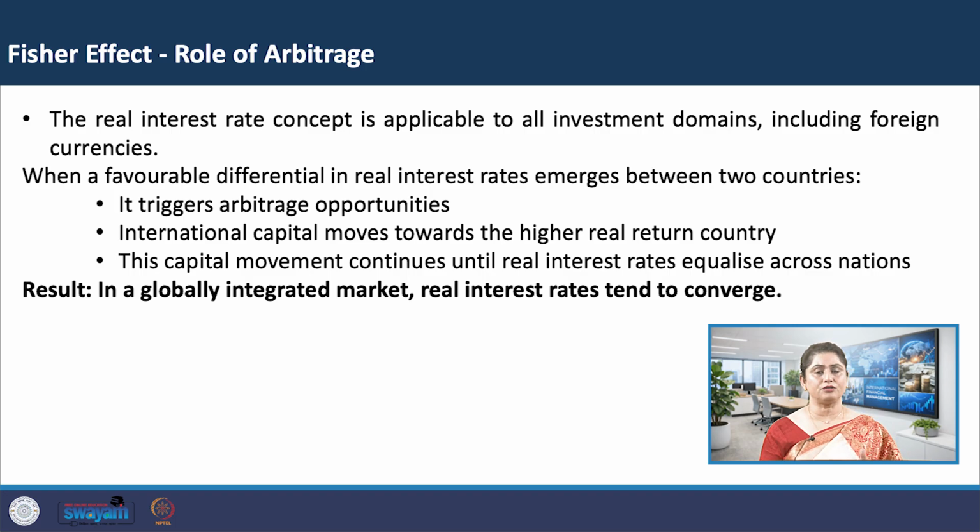Arbitrage enforces convergence. Now you can see how beautifully this connects to IFE. The IFE says that nominal interest rate differentials equal inflation differentials. The Fisher effect says nominal rate is equal to real rate plus inflation. Put these two together and the implication is that in equilibrium, real interest rates are equal across countries. High nominal rates in one country simply reflect high inflation, not genuinely higher real returns. This is the unified picture.